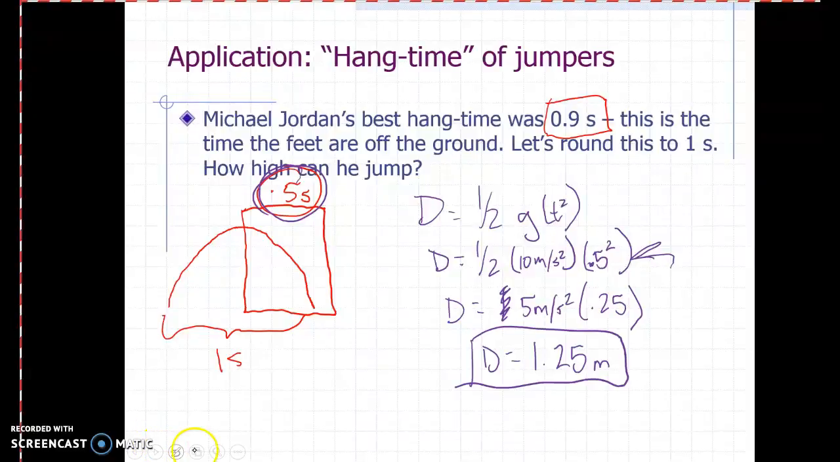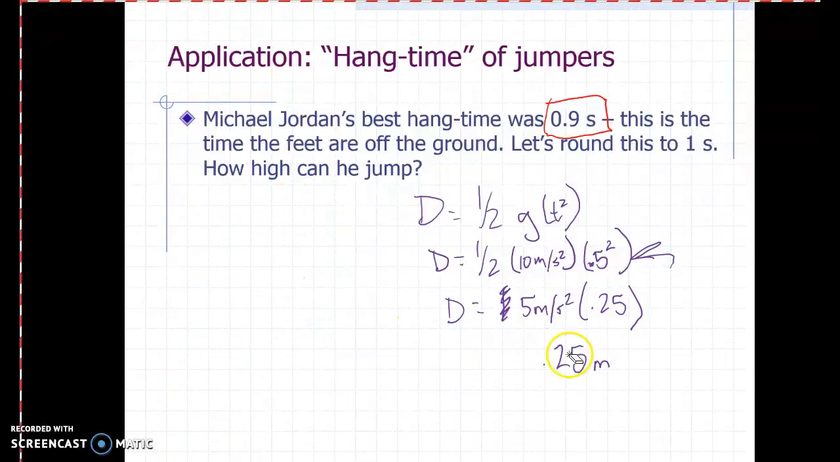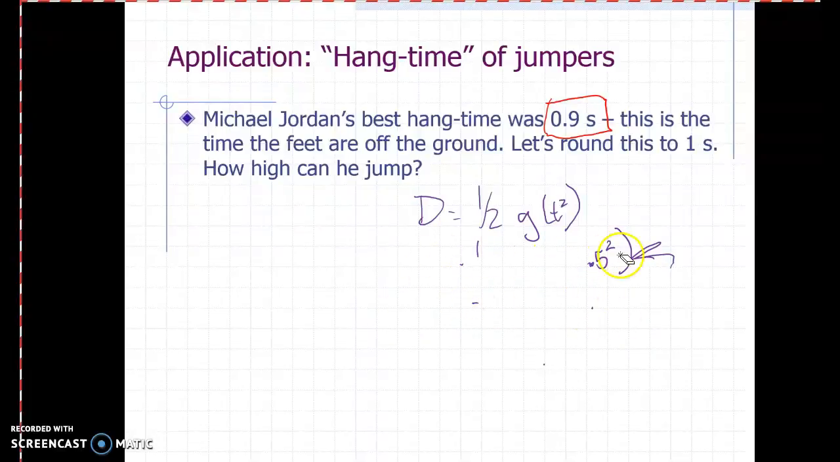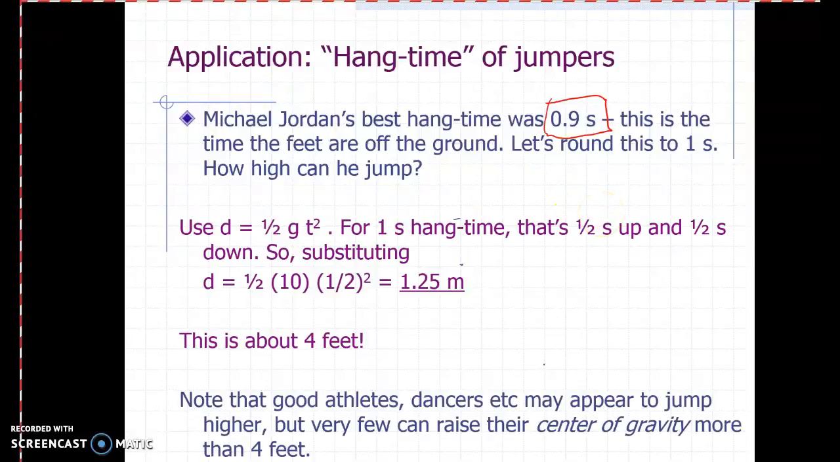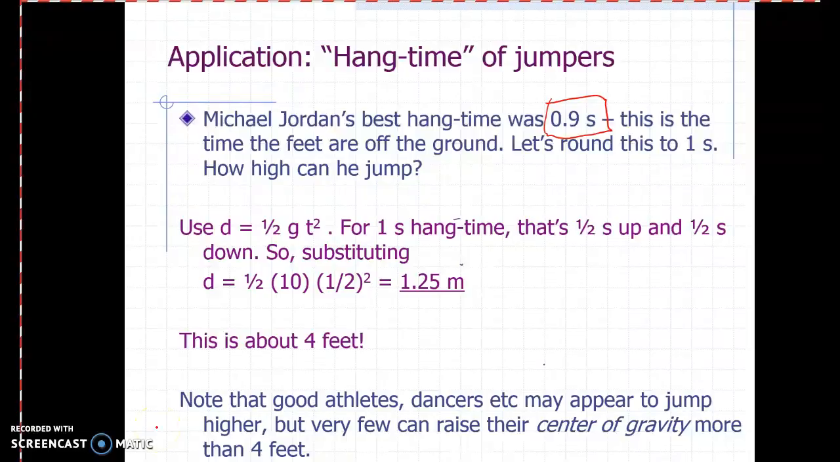All right, let's see if we did this work right. That's what I got. Okay. 1.25 meters, about 4 feet. That seems pretty typical. Now, good athletes appear to jump higher, but very few can raise their center of gravity. A lot of times that appearance is because they're stretching their head to make the reach of whatever they're trying to do. So you stretch your body and your arms out to put it in the basket.